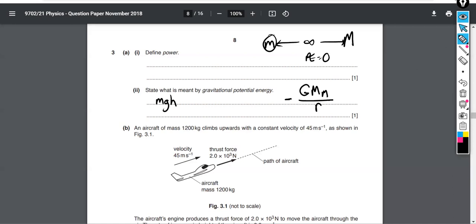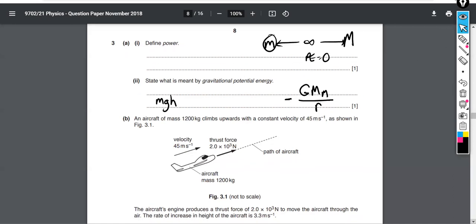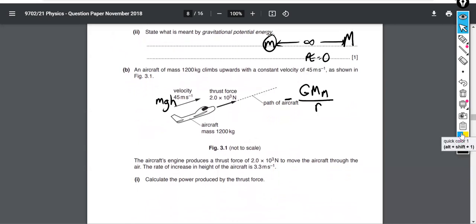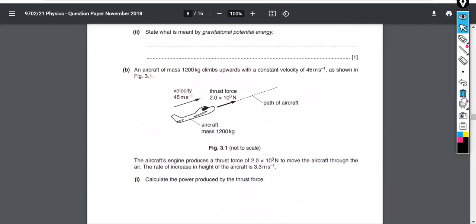All right, the question goes on to tell us an aircraft of mass 1,200 kilograms climbs upwards with constant velocity, 45 meters per second, as shown in figure 3.1. The aircraft's engine produces a thrust force of 2.0 by 10 to the 3 newtons, 2,000 newtons, to move the aircraft through the air. The rate of increase in height of the aircraft is 3.3 meters per second. Calculate the power produced by the thrust force.